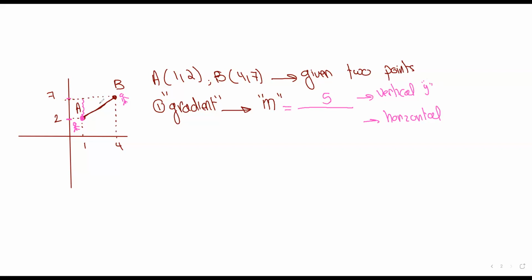And then the horizontal motion. If I'm standing at A and want to go to B, how many steps horizontally will I walk? 1, 2, 3. Now, why is it a positive gradient? This gradient is positive because I am going from A to B. So from A to B, I go up and then I go to the right. So this is positive 5 over positive 3.